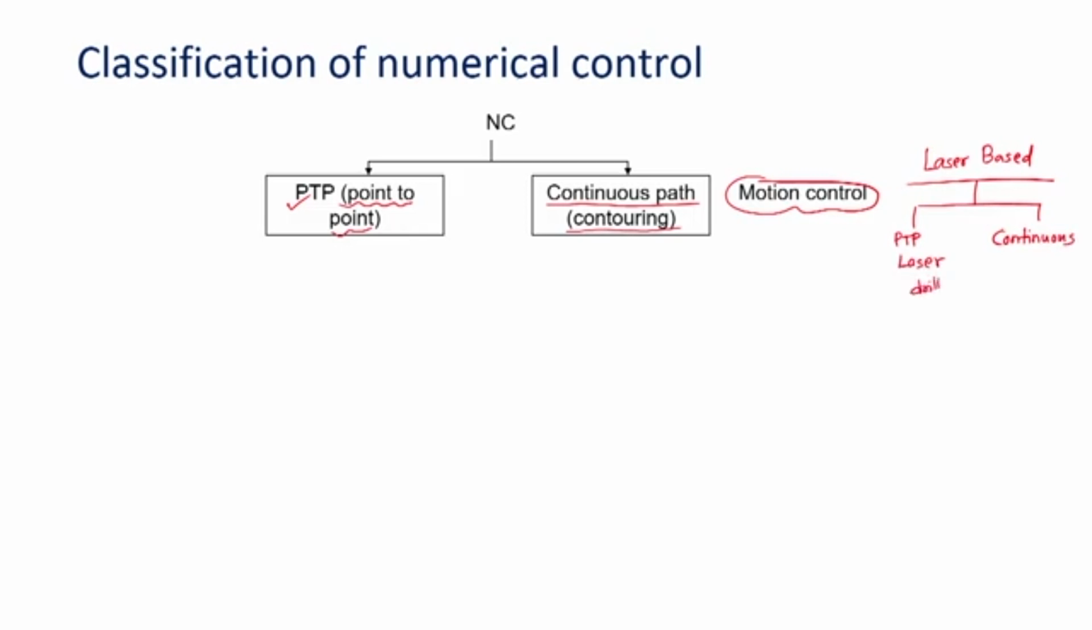So, point to point means the controller will have the capability to move from a specified point A to a specified point B, and accordingly the controller is taking the best possible route, the optimized route. In continuous path, the user is defining the path and the controller is following the defined path only.